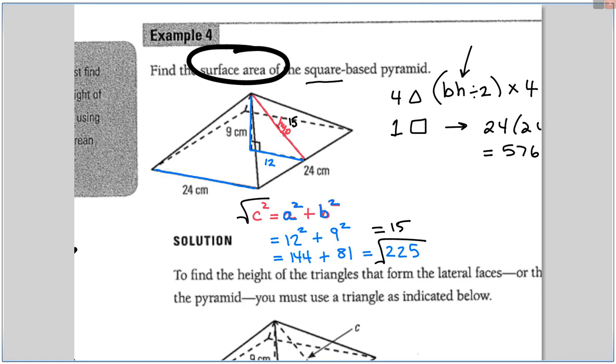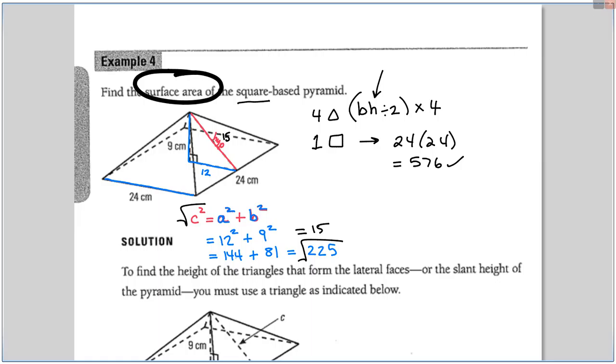That length of the hypotenuse is the height of the triangle's face. Do you remember that? The height. Look, if you look at the hypotenuse, I just drew the line in black there. That's the height of the triangle's face. So 15. Okay, it goes right there.